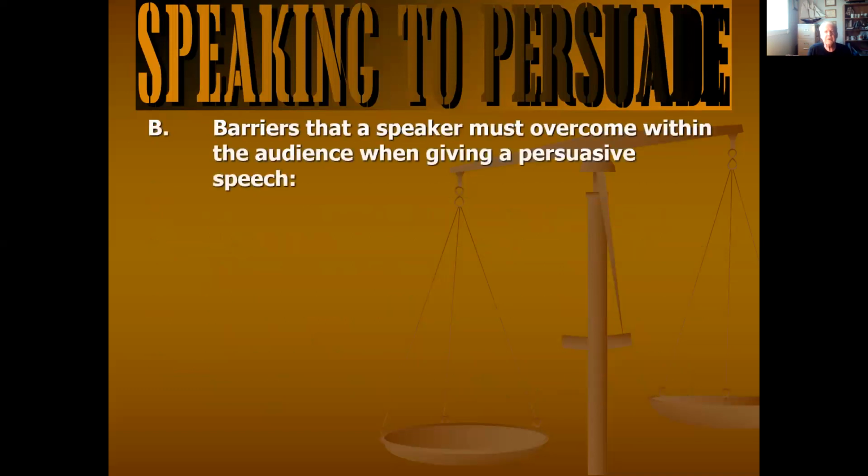Barriers that a speaker must overcome with the audience in giving a persuasive speech. There are some barriers that you need to be aware of. You need to be aware attitudes exist. One is selective perception. Some people just do not want to listen to everything. They say, you know what? I know that they believe what I believe. I'm going to listen to their speech because they're going to say things I'm going to like hearing.